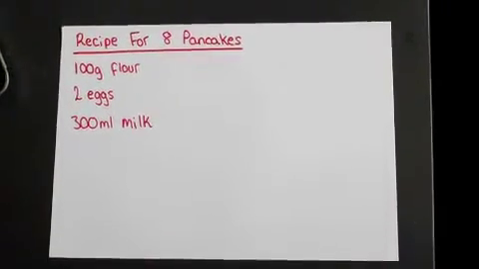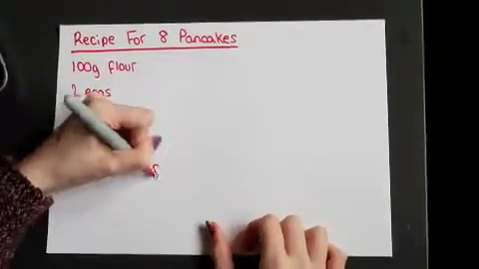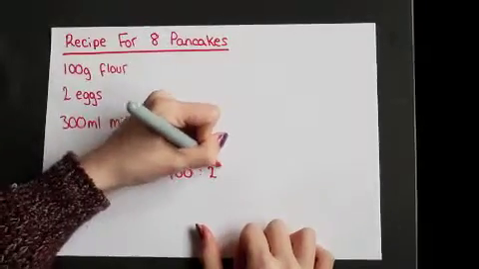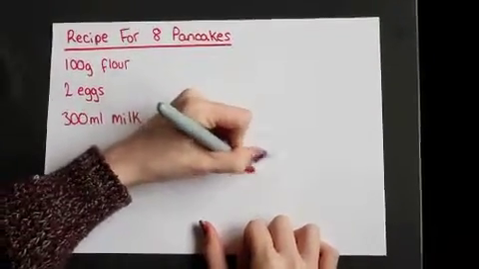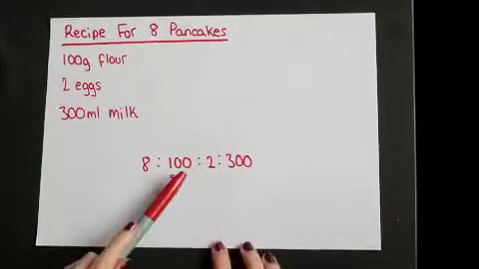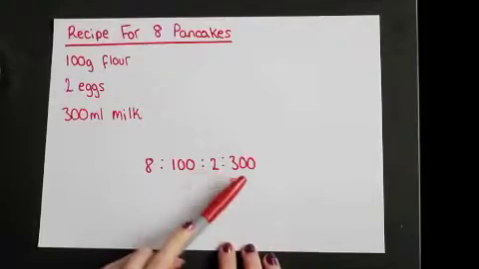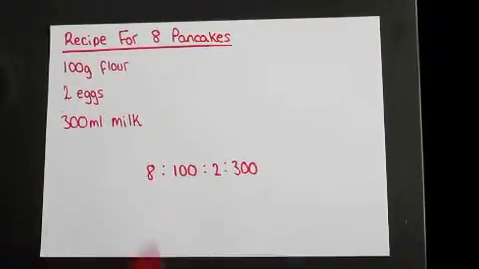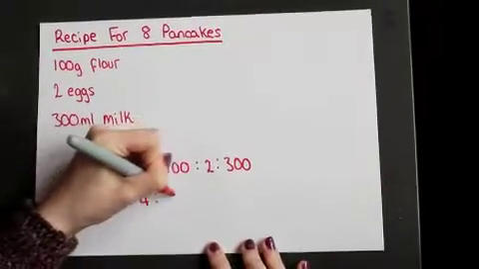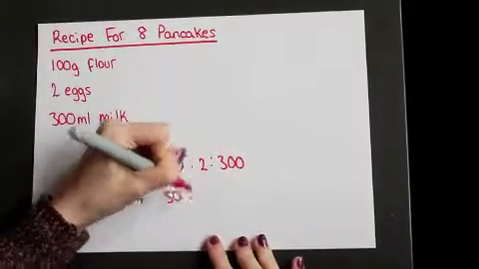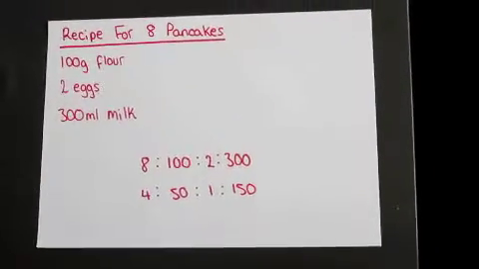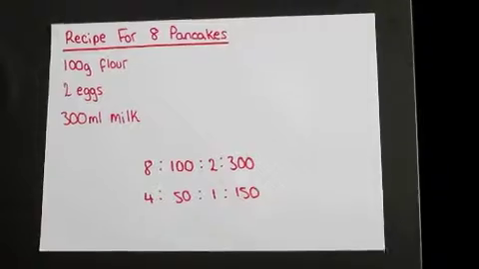So we have a recipe for 8 pancakes, which requires 100 grams of flour, 2 eggs and 300 milliliters of milk. This can be written in ratio form in the following way. This means for every 100 grams of flour, you would need 2 eggs and 300 milliliters of milk to make 8 pancakes. This means that to make 4 pancakes, you would need 50 grams of flour, 1 egg and 150 milliliters of milk. This is because we have divided each quantity by 2.